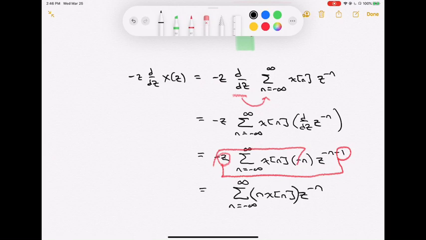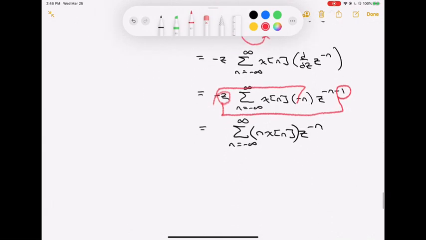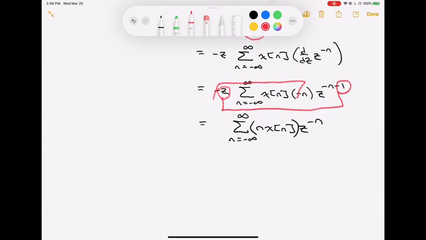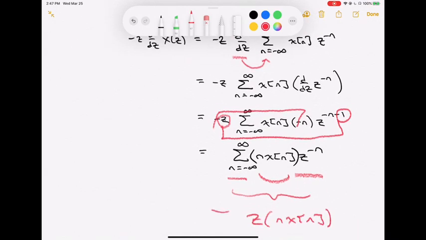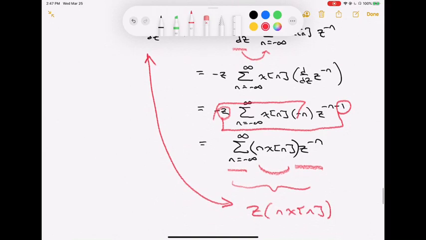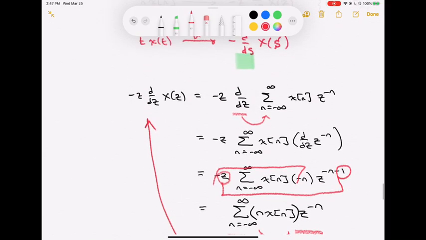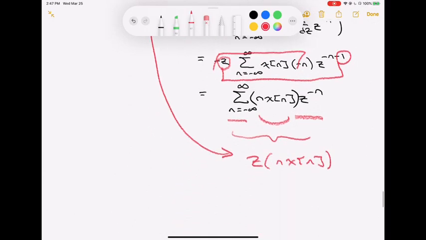So if I look at this right-hand expression that we just got to, what does this look like? It's a sum of some signal weighted by z to the minus n. That by definition is what? It's the z transform of n x of n. And that indeed is what we were trying to prove, that the z transform of n x of n does go to minus z d/dz of X of z. Proof is complete. It does seem to be right.